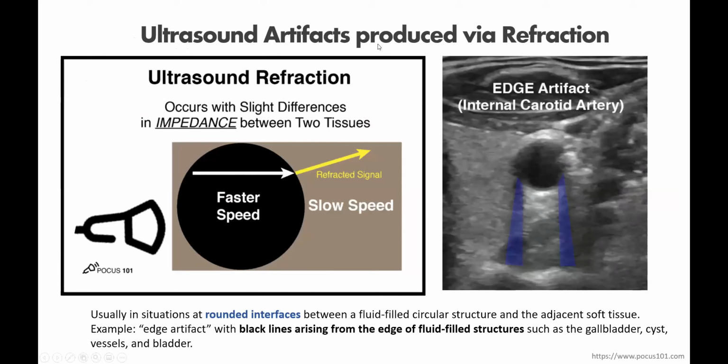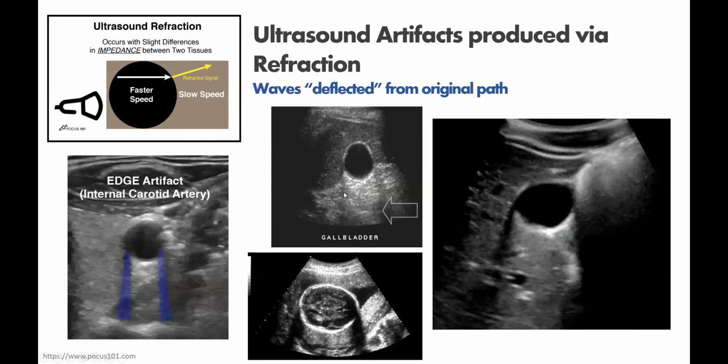Okay, so ultrasound artifacts also can be produced via refraction. Ultrasound refraction occurs when there are slight differences in impedance between two tissues, such as fluid and solid tissue outside. So the faster the movement of the sound between faster and slower speed will have the signal refracted, as usually can be seen in fluid-filled circular structure and the adjacent soft tissue. So this edge artifact is black lines rising from the edge of fluid structures, such as gallbladder, cyst, vessel, and urinary bladder. Okay, so this is the gallbladder.